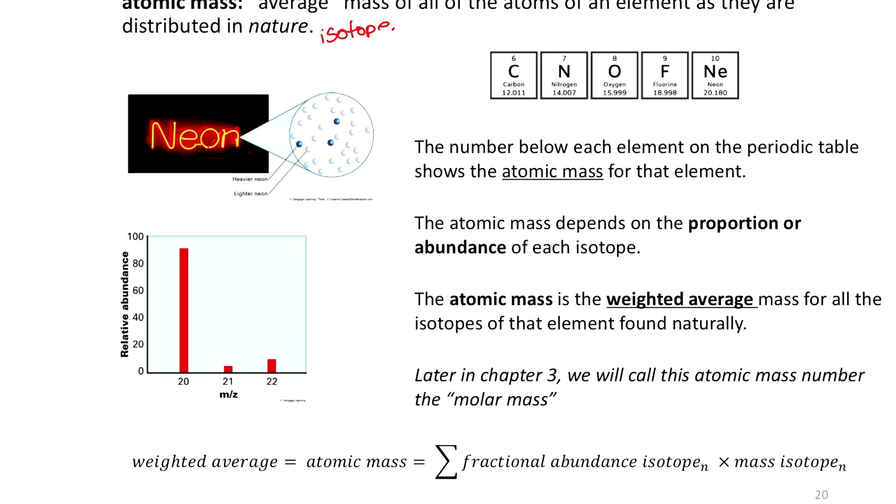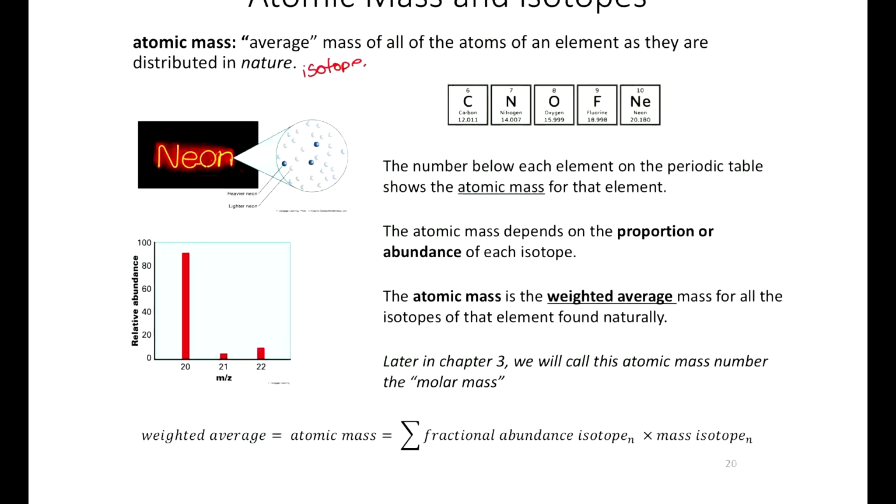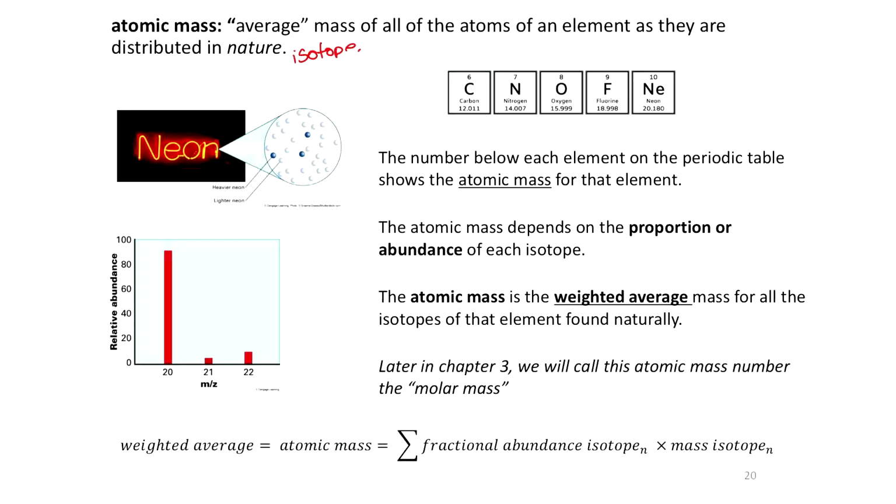If you look at any of the elements and their atomic masses, you see that almost none of them are whole numbers, and the reason is because we are taking into account the isotopes that are actually there. So we call this fractional number the atomic mass.